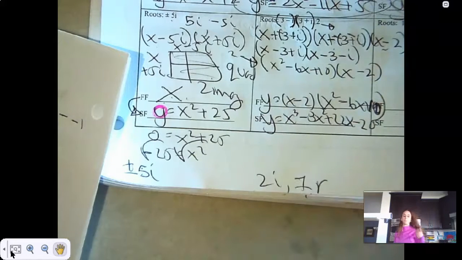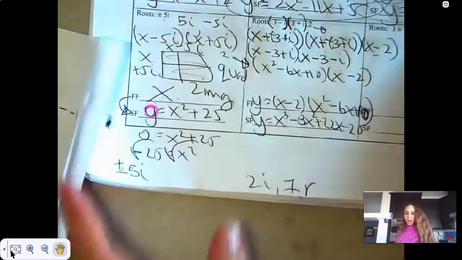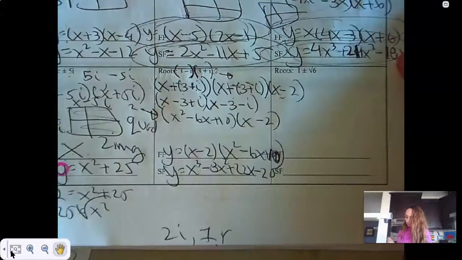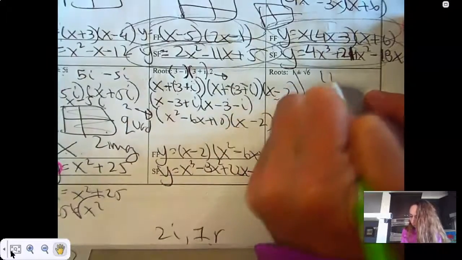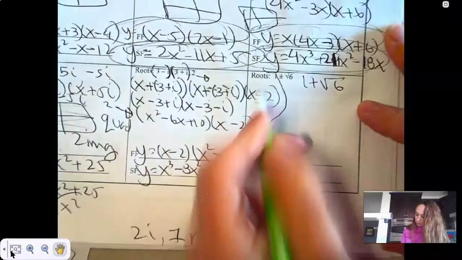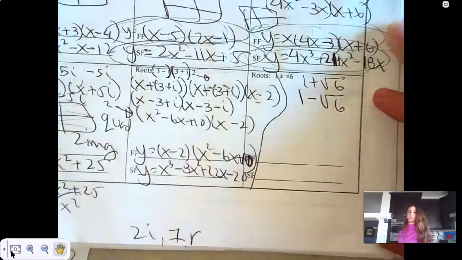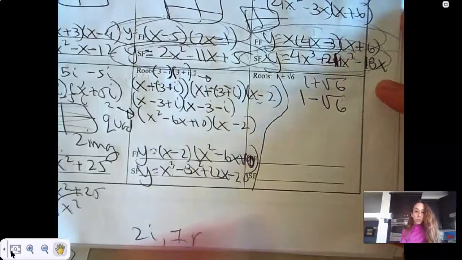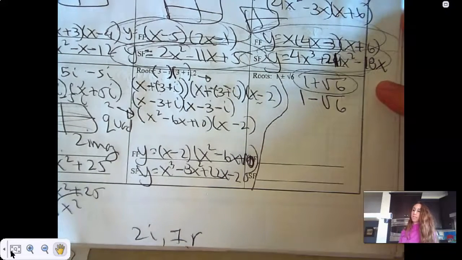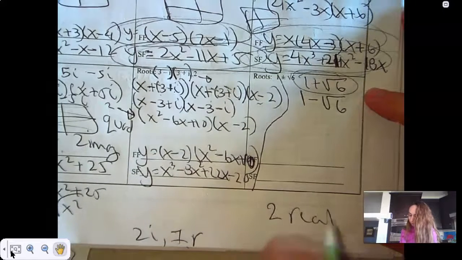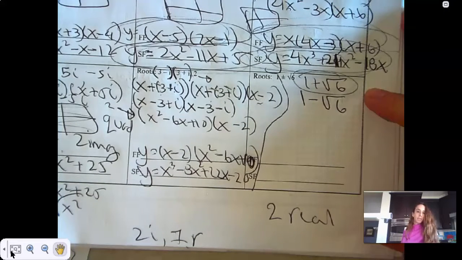Okay? All right. I know this is taking a little bit longer, but it's okay. We can handle it. All right, this one. The roots are 1 plus the square root of 6 and 1 minus the square root of 6. I have 2 roots. Are they real or imaginary? I can really plug this into the calculator. It's a decimal, but I can really do it. So that would be 2 real roots. They just happen to be decimals.